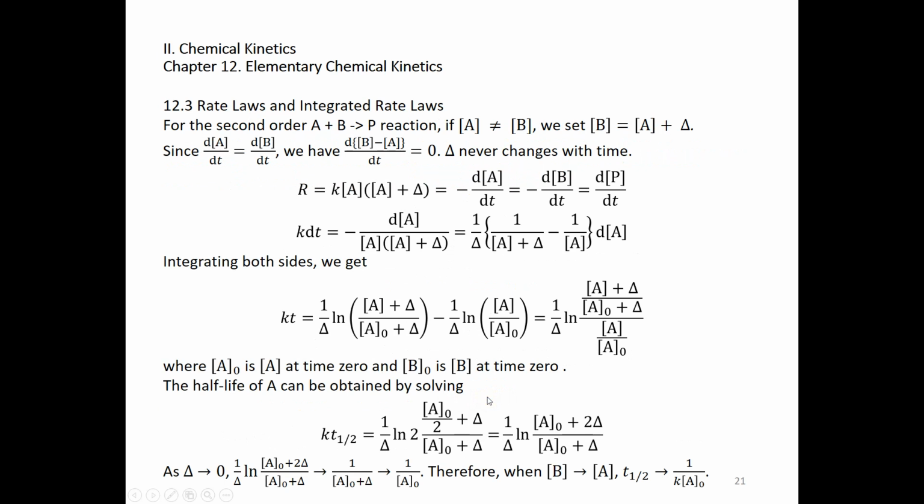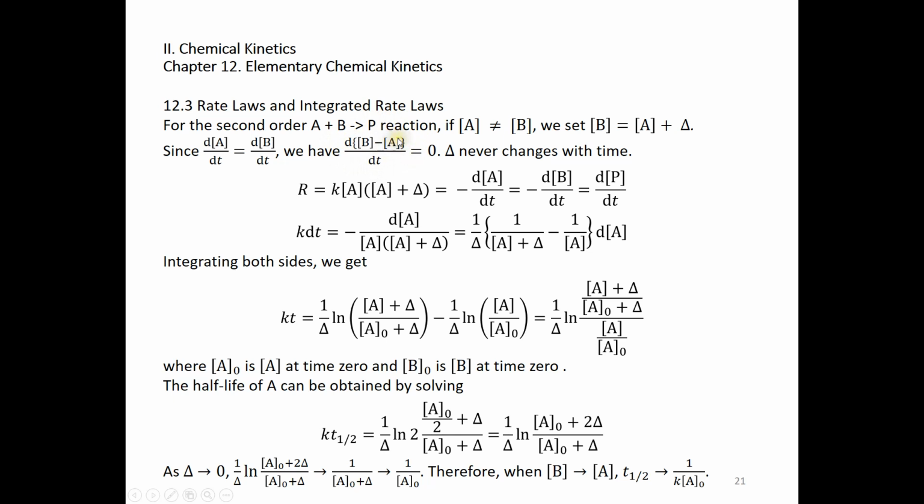For the second order reaction from A plus B to P, it's possible for A to be different from B. That makes the derivation more complicated. We'll just assume B is always A plus delta, because dA over dt equals dB over dt. Given a time period, the change of A should be equal to the change of B. Then we have this equation.